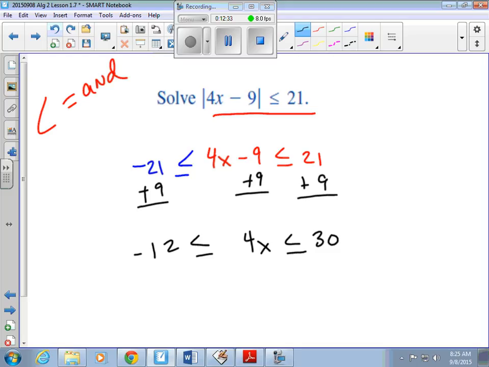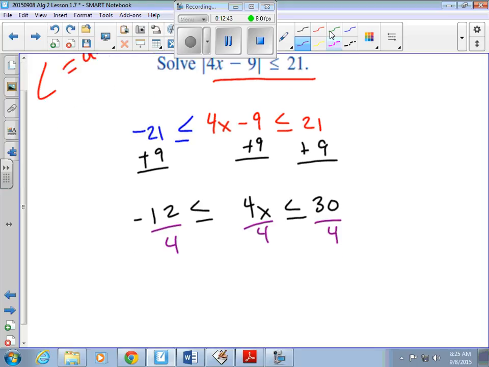Since we did that, we need to undo 4 times something by dividing by 4. We divided there, divided here, and divided here by the left, the right, and the middle. So negative 12 divided by 4 is negative 3. That canceled out, and just x is in the middle. 30 divided by 4, there's no number that goes into both of those, so we'll simply leave it as 30 over 4. You don't need to reduce it even though it's improper.